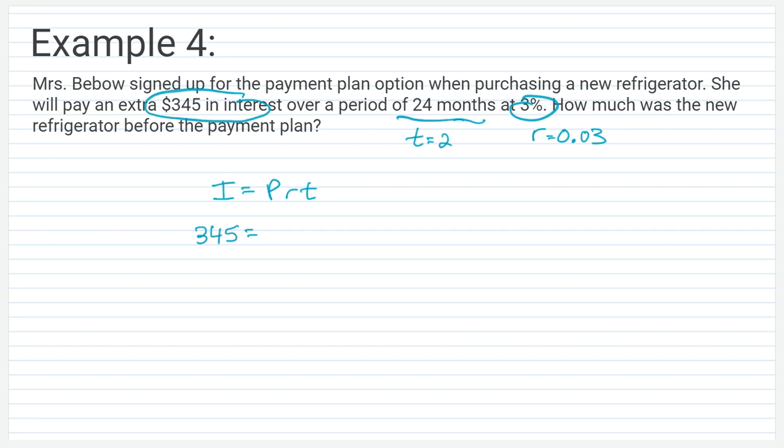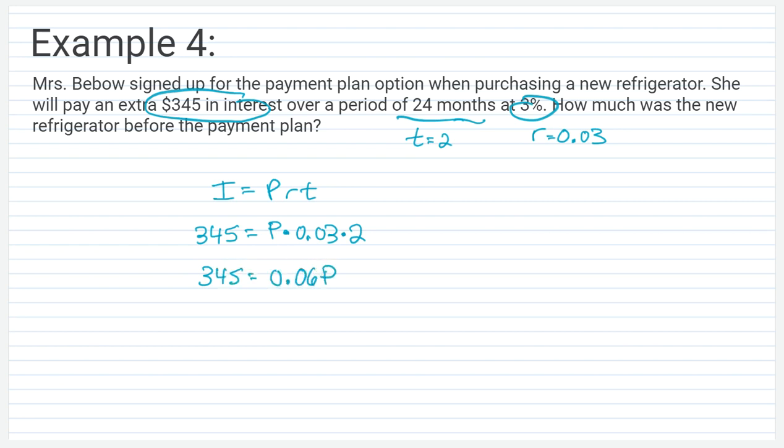So we're trying to figure out how much the new refrigerator was before the payment plan. So we're trying to find that principal amount, the initial purchase amount. So we don't know what P is. We're multiplying that though by our interest rate and by the amount of time. And so now it just goes back to solving an equation. We need to simplify what's going on the right-hand side by doing the 300ths multiplied by 2. That is going to tell me it is going to be 345 equal to 600ths P.